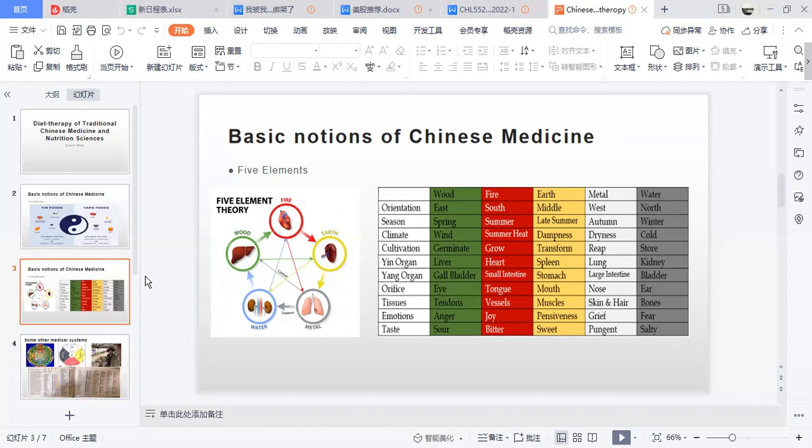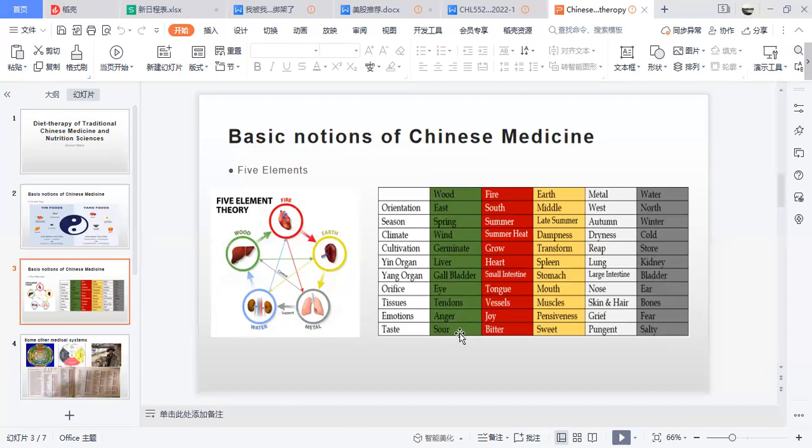The second relationship is suppression. So it's like this: fire suppresses metal, metal suppresses wood, wood suppresses earth, earth suppresses water, and water suppresses fire. It's also from real life. For example, water can stop fire, like the fireman uses water to stop fire. So those are the two basic relationships.